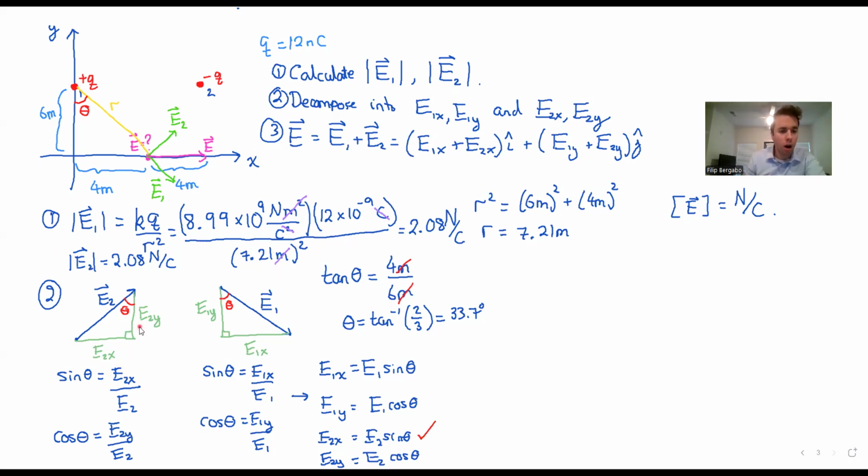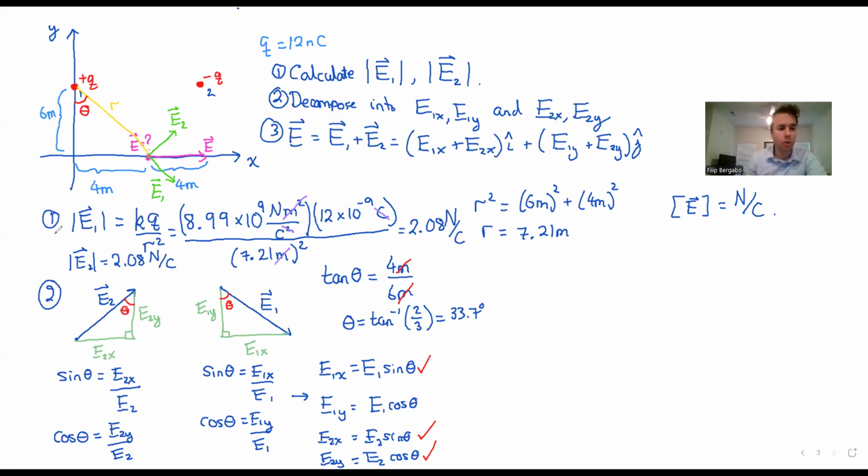Let's look at E2y. This is also pointing in the positive y direction. So E2y is also positive. This is good. So both of these are already correct as written. Let's now look at E1. E1x here, to get to the end point of the vector, it is pointing in the positive x direction. So this one is also correct.